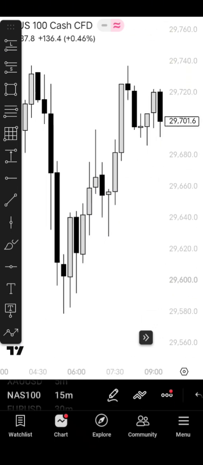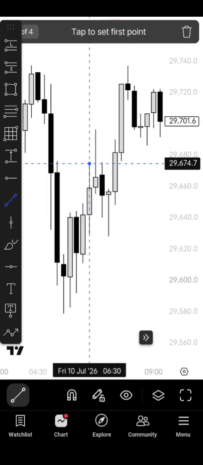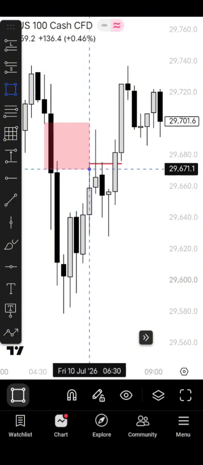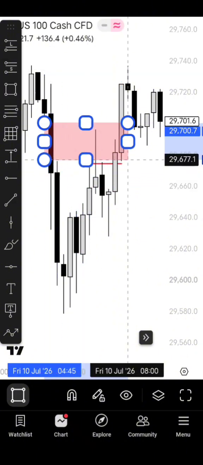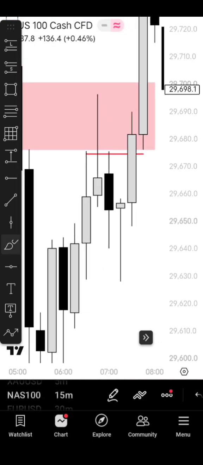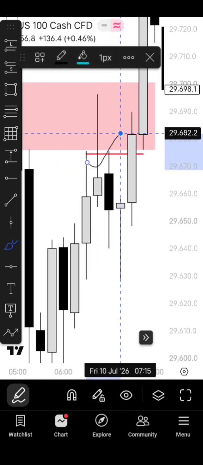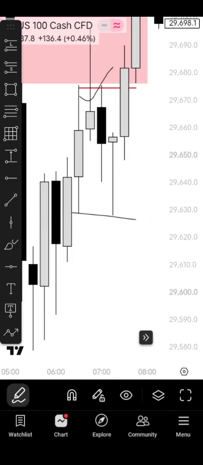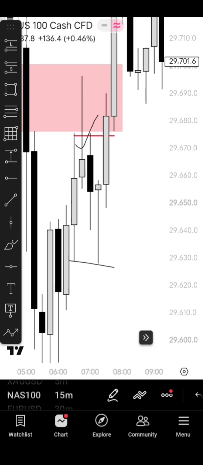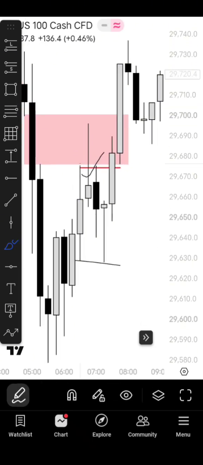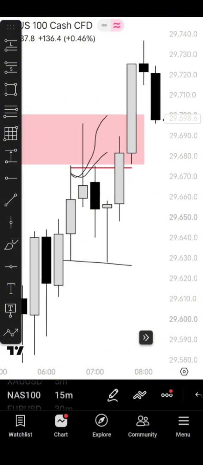Here is one CRT form. It also tapped a key level, you can see. But this is not a valid CRT. Why? Because this candle closes green, and you can see that price just created a double bottom but didn't sweep this low properly. So you will not use this CRT.